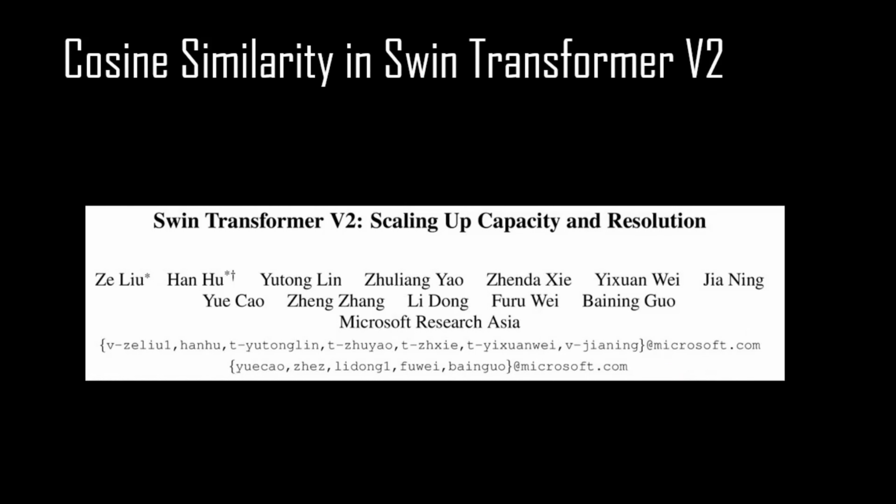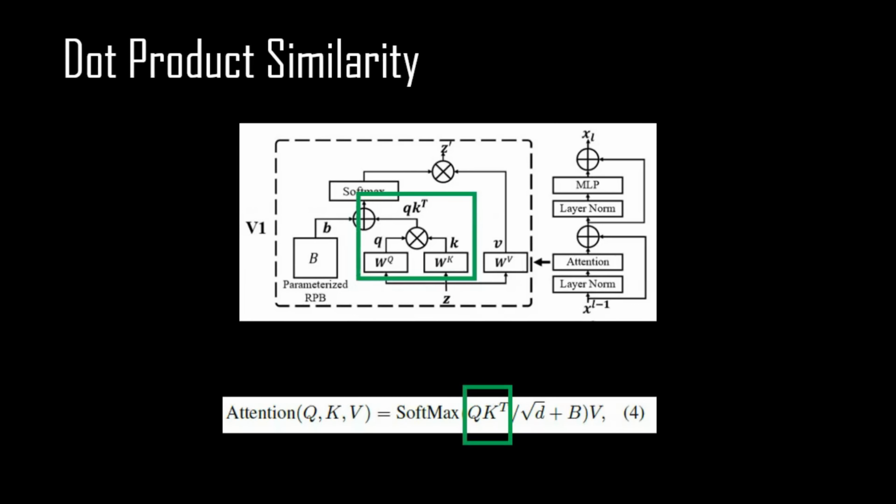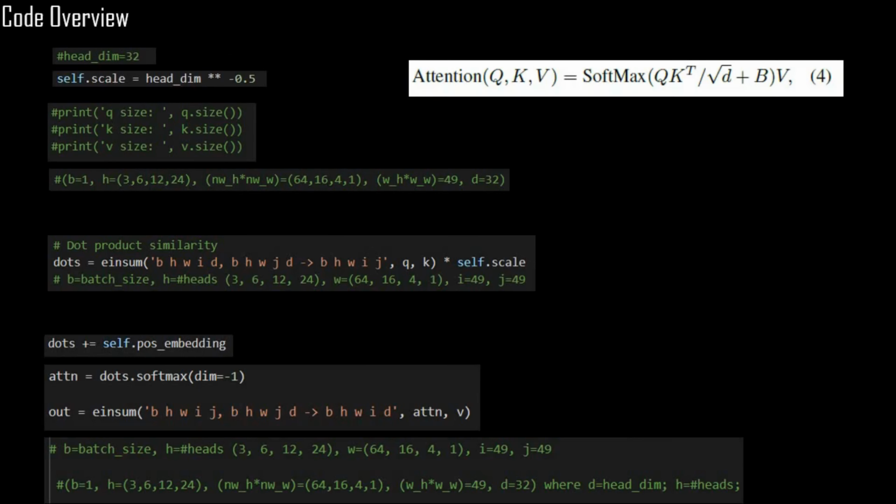The next thing that we covered was this cosine similarity, which is introduced in the second version. In the first version, where we are calculating Q times K transpose, we are basically using dot product similarity. And we showed in the code that first we have this scale, where this scale is basically the square root of this D.